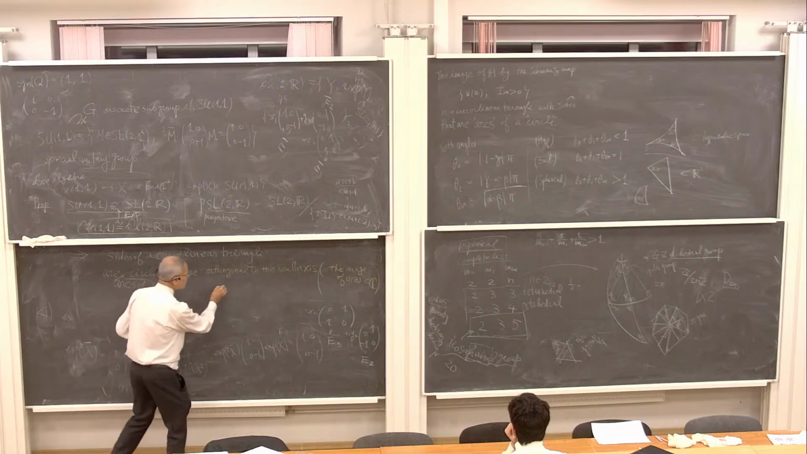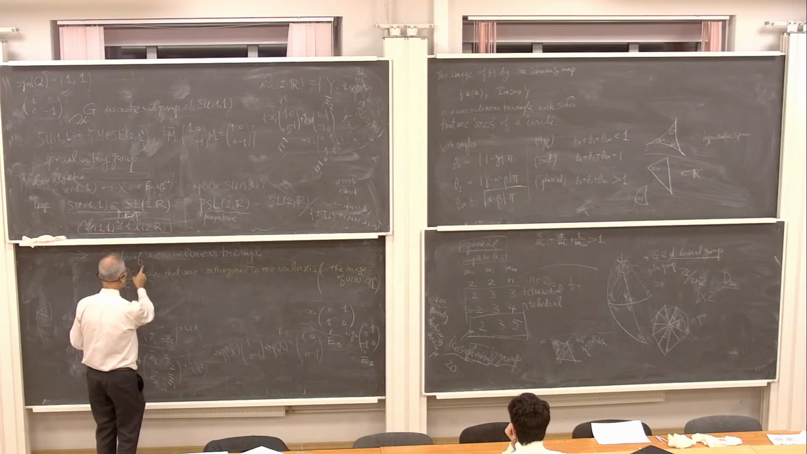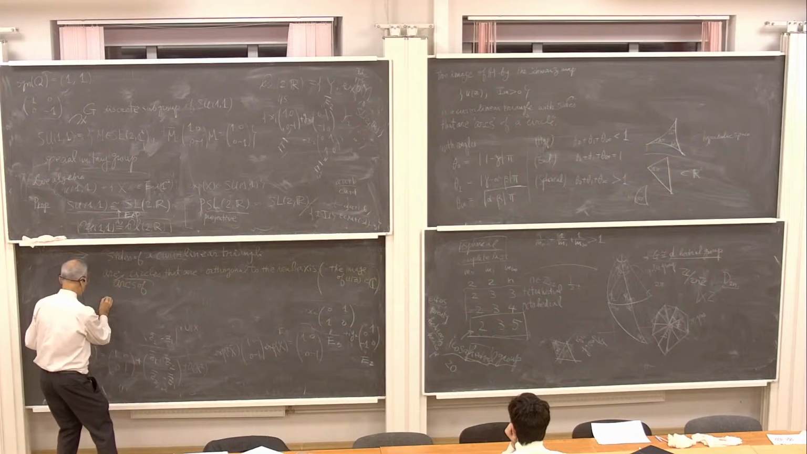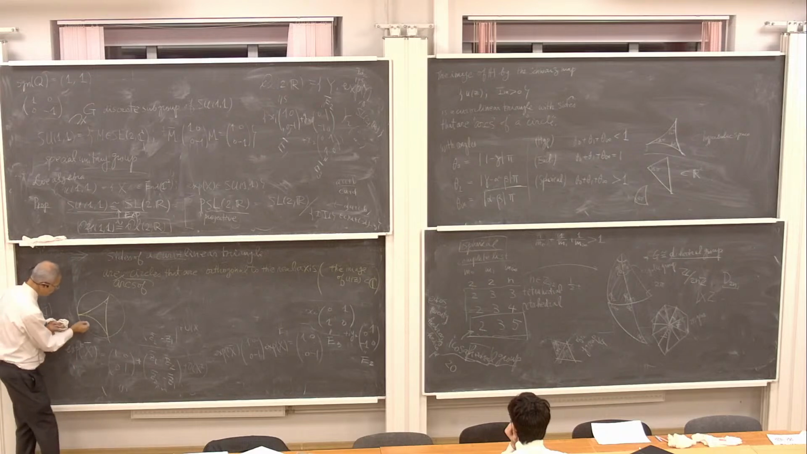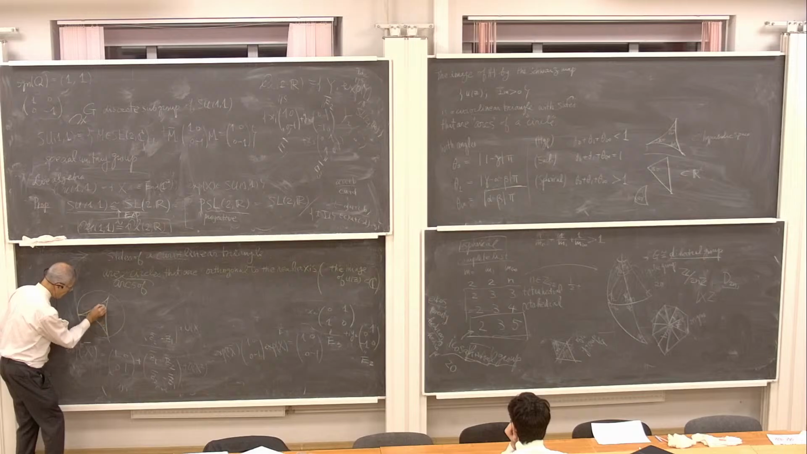That are orthogonal to size. In this situation we have angles smaller than pi. Let me draw something like this. A typical situation is this. So theta 0 pi, theta 1 pi, and theta infinity pi.